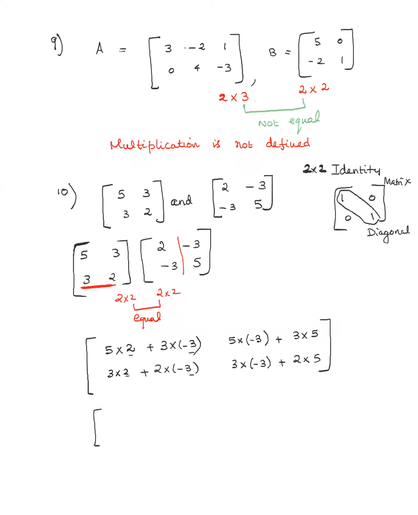So what do I get? 10 minus 9 here, and negative 15 plus 15, 6 minus 6, and negative 9 plus 10. So what I'm getting here is 1, 0, 0, 1. That is the identity matrix we got. So the answer is yes, they are inverses of each other.